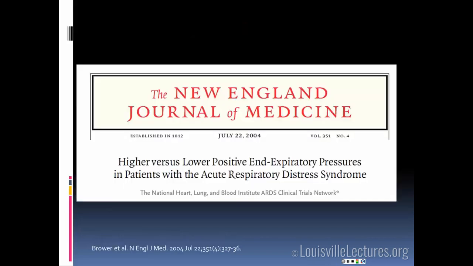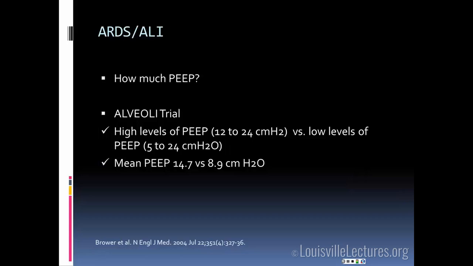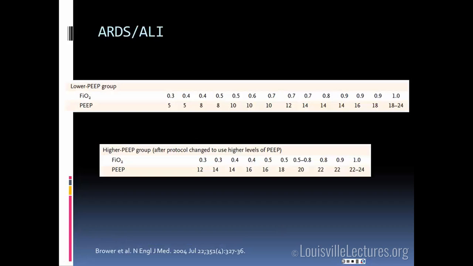This was just a study done here in the US that compared a high PEEP versus low PEEP. Please notice that low PEEP doesn't mean a PEEP of 5 here. It means a PEEP from 5 to 24, okay? And a high PEEP meant a PEEP from 12 to 24, okay? So when we talk about low PEEP here, we're not talking about a PEEP of 5. The mean PEEP was 14.7 in the high PEEP group, and 8.9 in the low PEEP group.